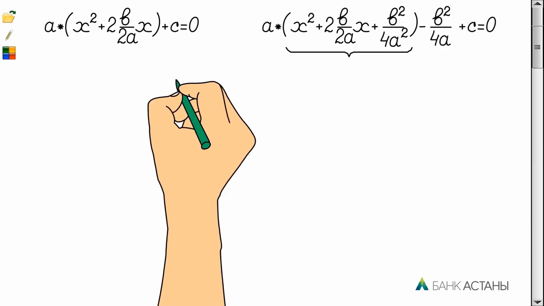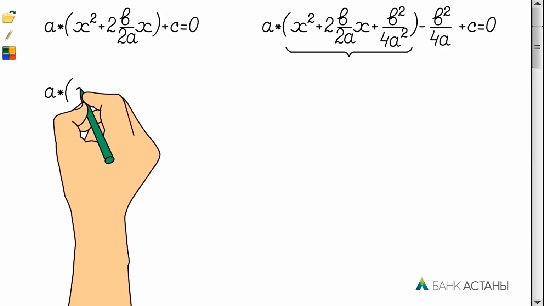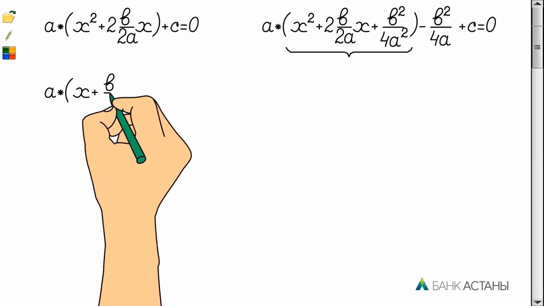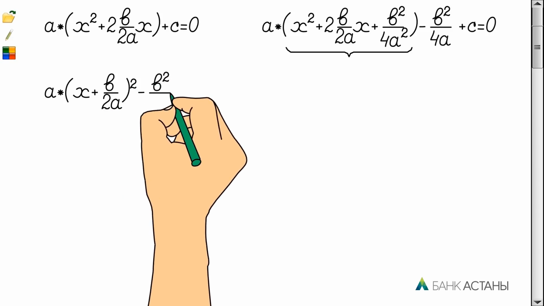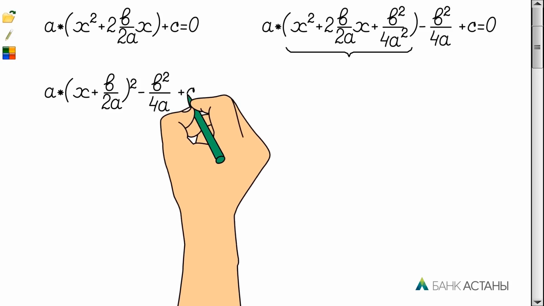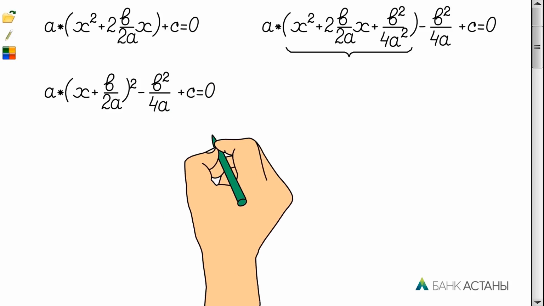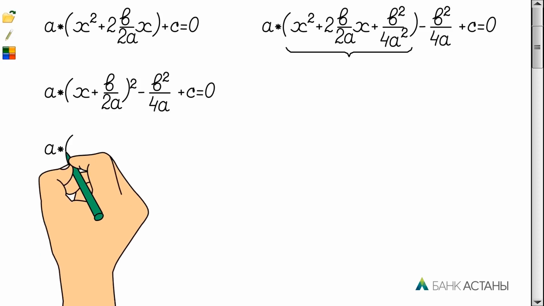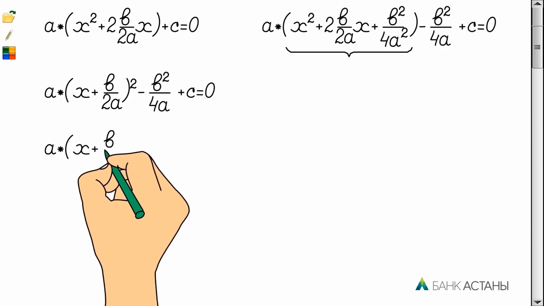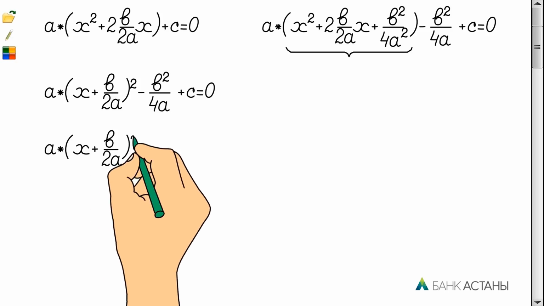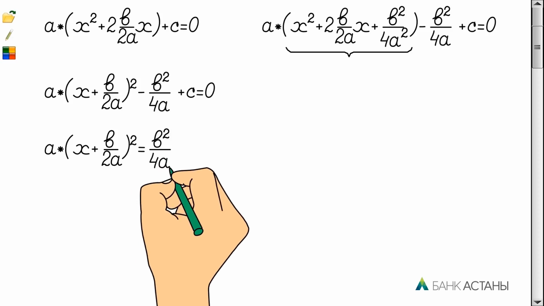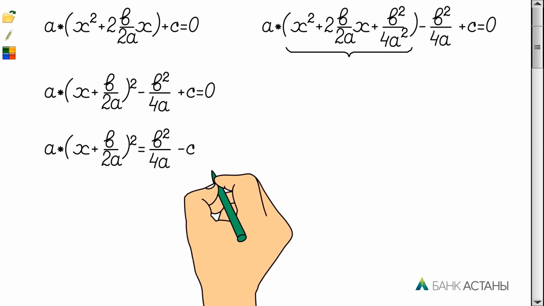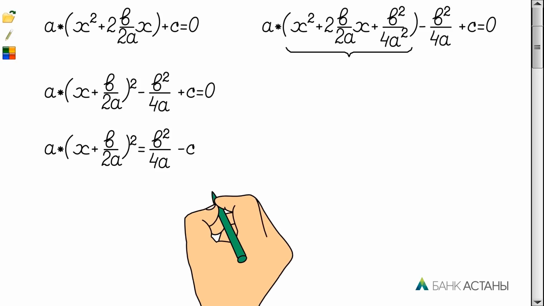Now, we write the expression in the form of a perfect square using the formula. a(x + b/2a)² − b²/4a + c = 0. Three terms will be moved to the right. a(x + b/2a)² = b²/4a − c. Find the common denominator of the right part. The left part remains unchanged.